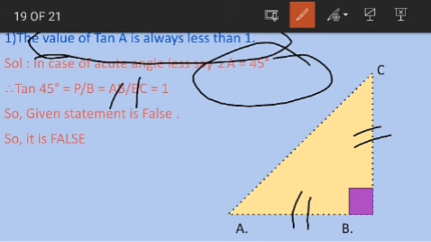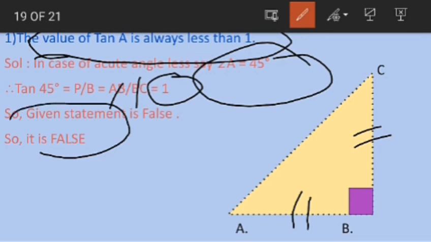So the statement is contradictory to the fact that we have found. We have found that tan 45 degrees is equal to 1, but in the statement they are saying that for every possible value, tan A is going to be less than 1. So the statement is contradictory with what we have found, so it is going to be false.